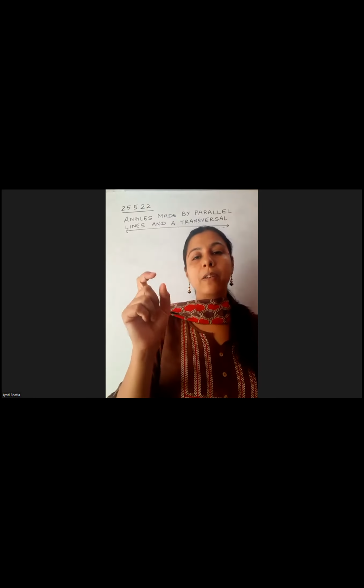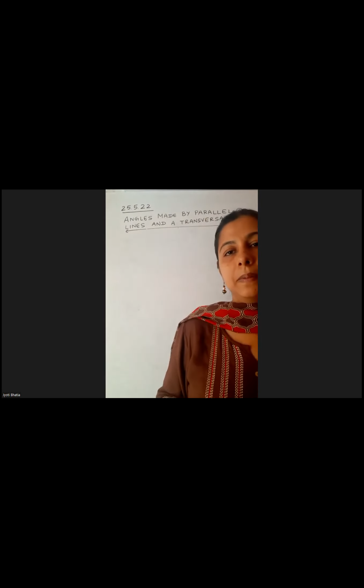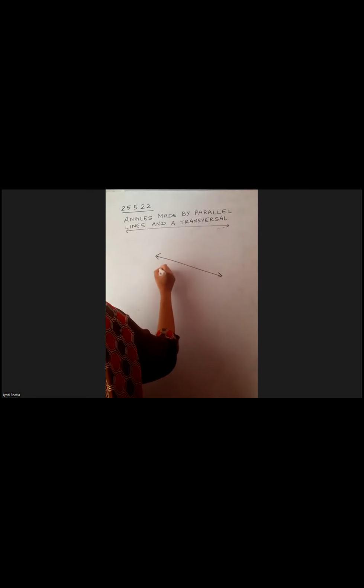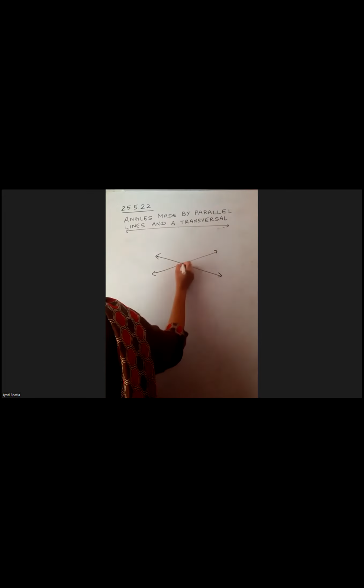Shreya, would you like to tell me the meaning of intersecting lines, beta? When two lines meet at a point. Yes. When any two lines meet at a point, we call them intersecting lines, right?